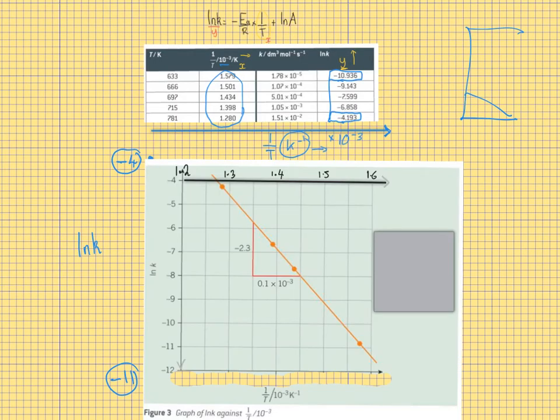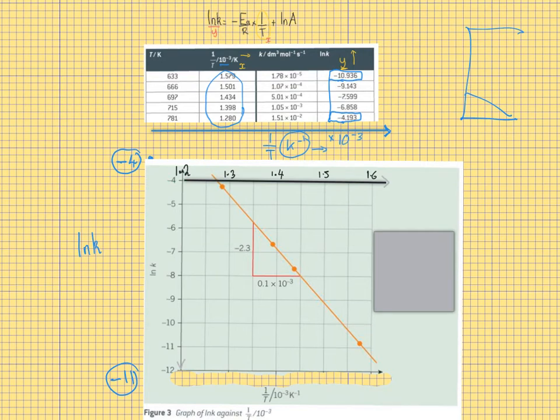So if we now look at our graph that results, we have a negative gradient. So the x-axis here is 1 over t times 10 to the -3. The y-axis is natural log of k. Notice there are no units. And the gradient should always be a negative gradient. If your gradient's going that way, positive, the probable reason is you've got this axis upside down, so it should be getting more and more negative.